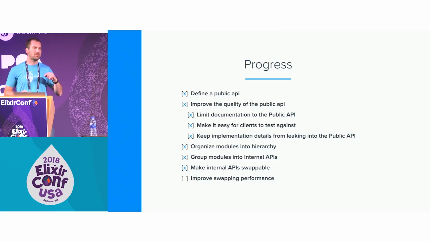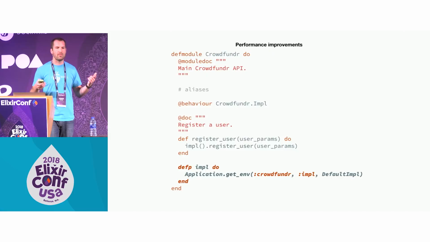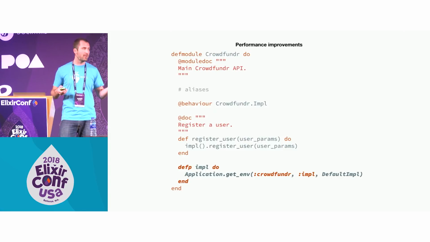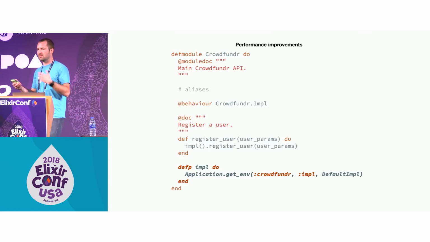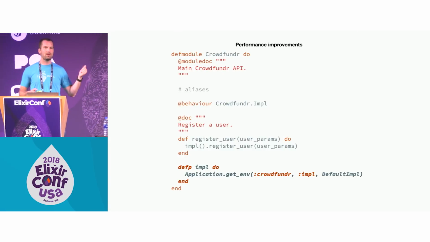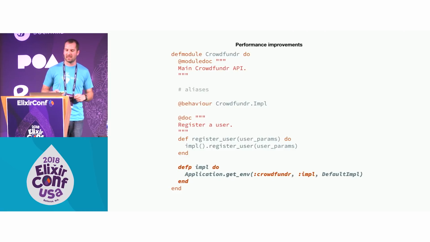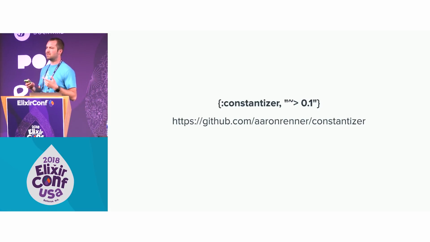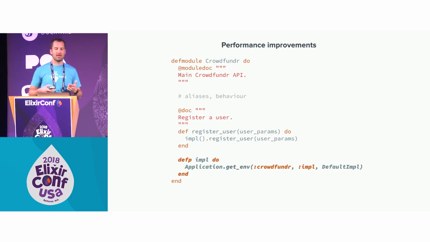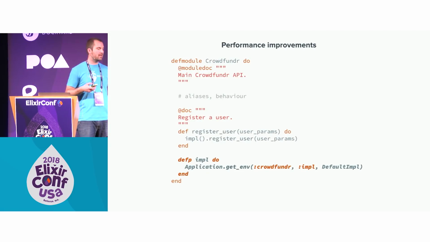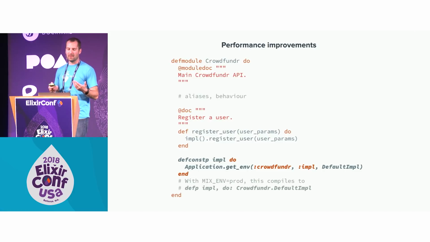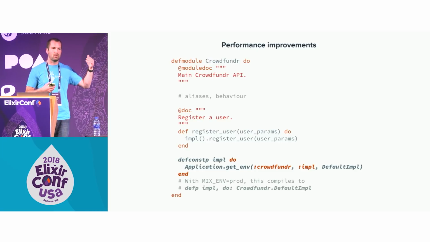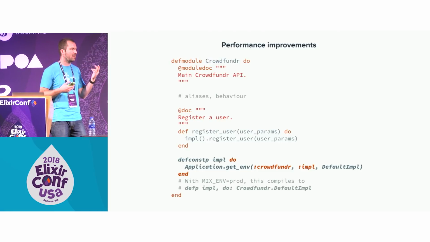Okay, now let's talk about swapping performance. We've been calling into the environment quite a bit, and this is surprisingly performant because it uses ETS tables and read_concurrency true and all sorts of things, but we don't need to make these needless calls into Application.get_env all the time. So that's what we're going to do. I've got this library called Constantizer, and this is designed specifically for this. What we've got here is we're calling defp impl, and we're calling into the environment. What we can do instead is use defconstp impl with the Constantizer library, and it defines a private function just like defp does when you're compiling for dev and test, so you have that swapping ability.